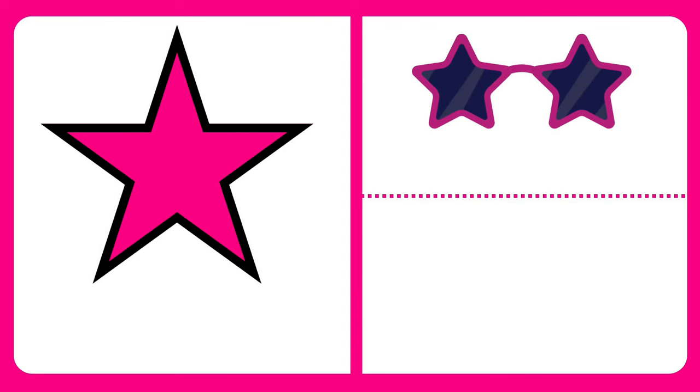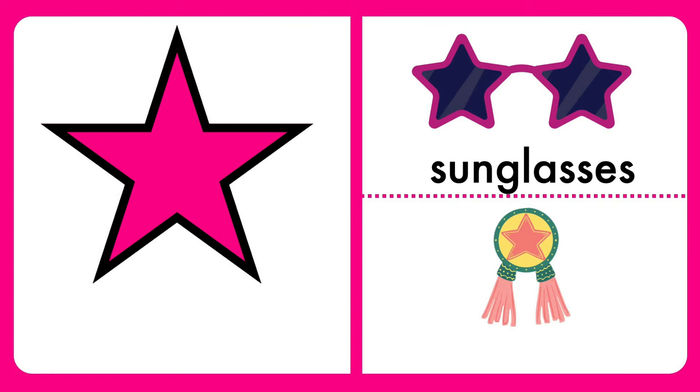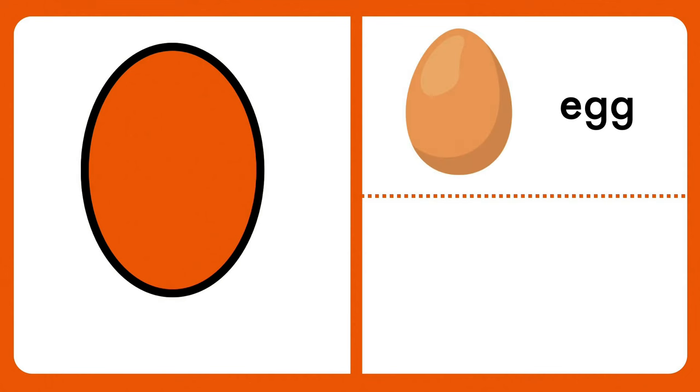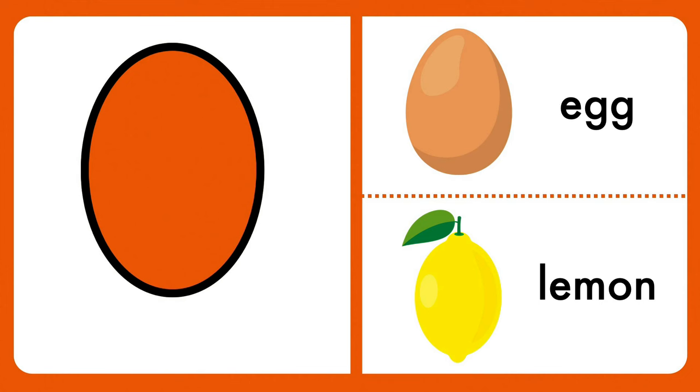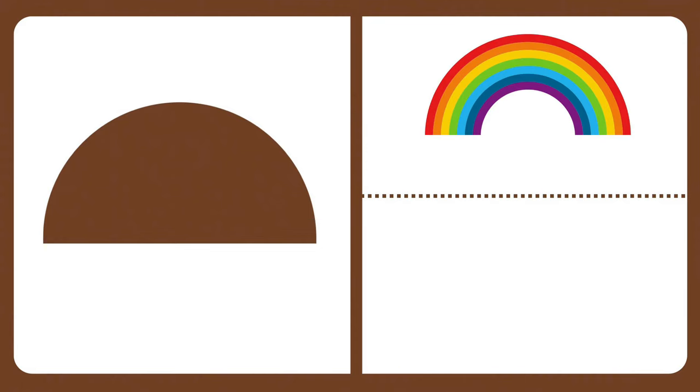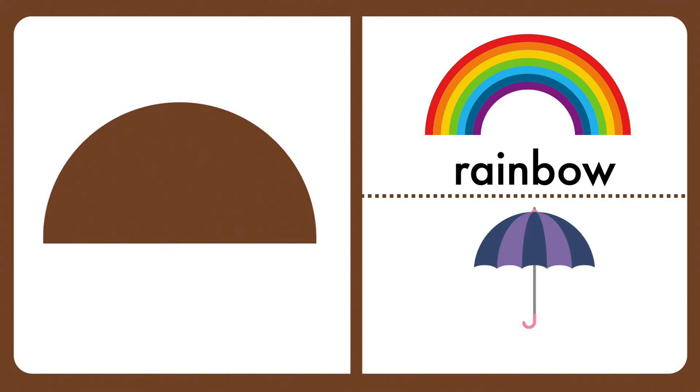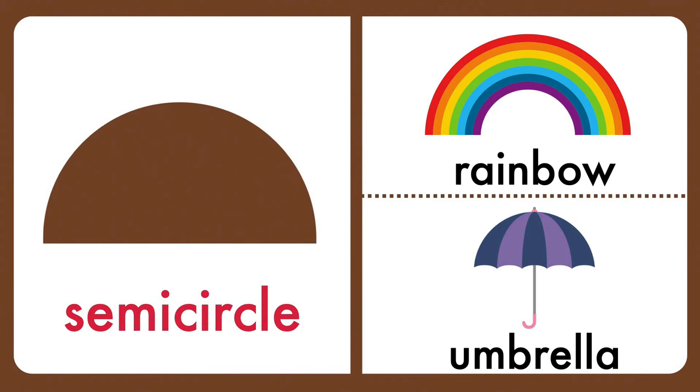Star. Sunglasses. Star. Lantern. So there is a star in the middle of the lantern. What shapes are these? Star. Oval. Egg. Oval. Lemon. What shapes are these? Oval. Semicircle. Rainbow. Semicircle. Umbrella. What shapes are these? Semicircle.